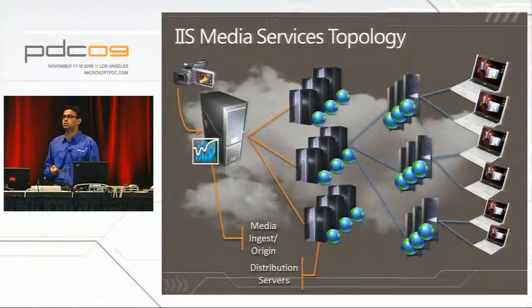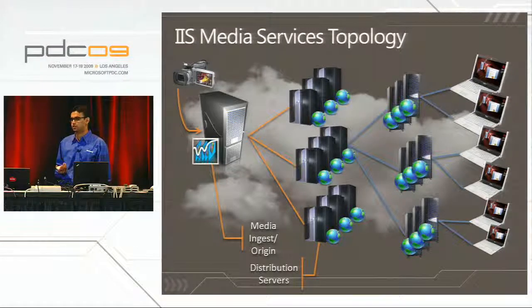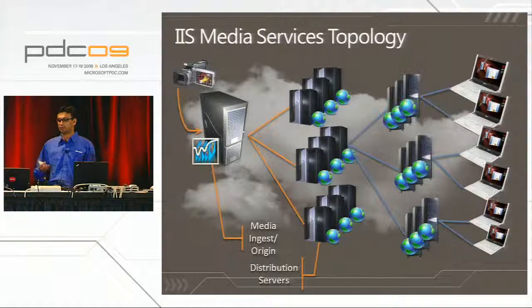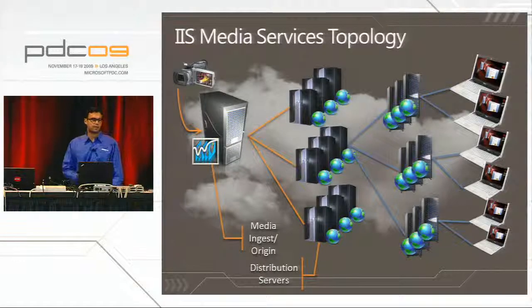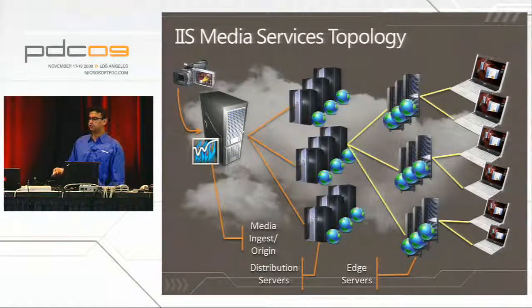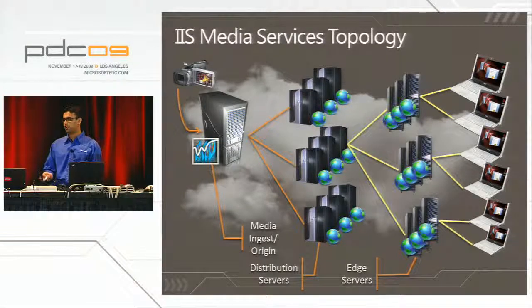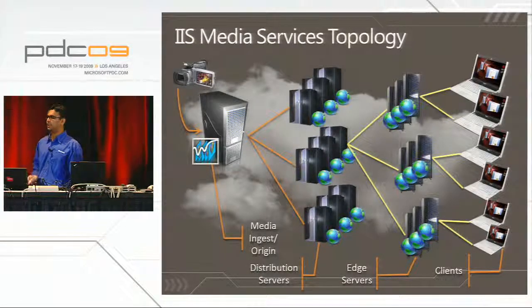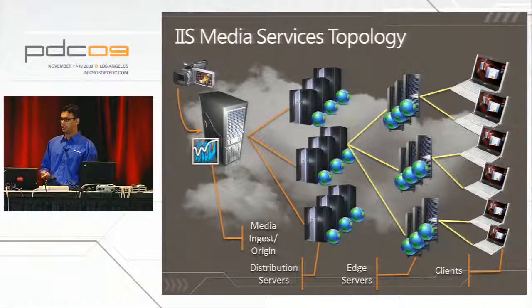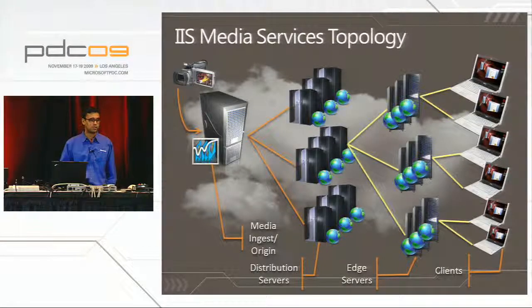And there are other uses of distribution servers, like regional servers. For example, if you have a feed in US, you might want to set up a regional server in France to deliver to France. Okay? Then finally, you have the edges, which could be your CDN, which could be your ISP, which could be your enterprise. And then last in the food chain is basically the client, who actually consumes the video and plays it back. Okay?